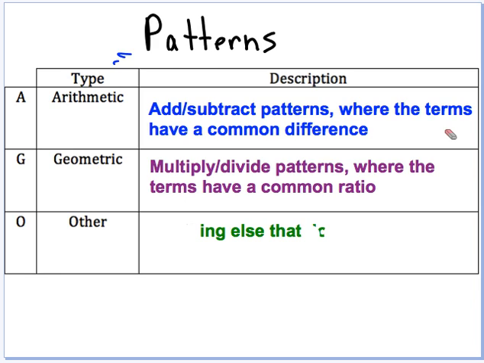So let's say our first term was 1. Well, 1 times 2 is 2. Our second term would be 2. And then we'd multiply 2 by 2, and we'd get 4. We'd multiply 4 by 2, and we'd get 8. Multiply 8 by 2, and 16, and so on.